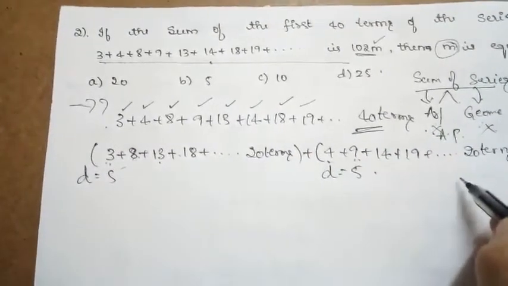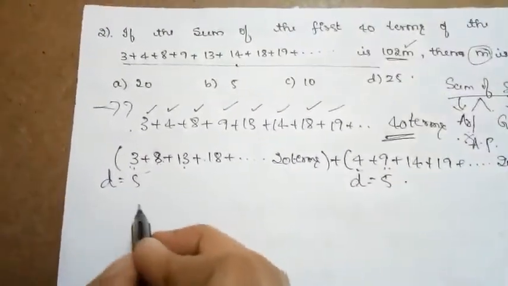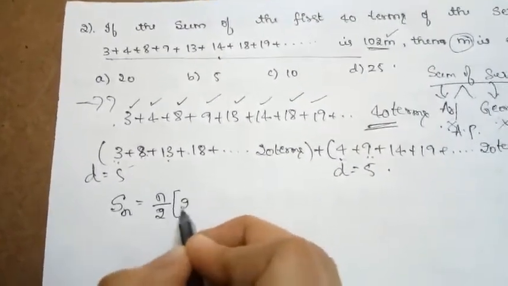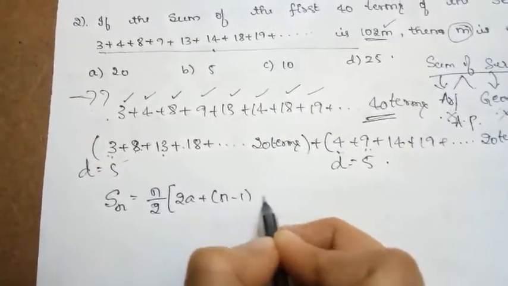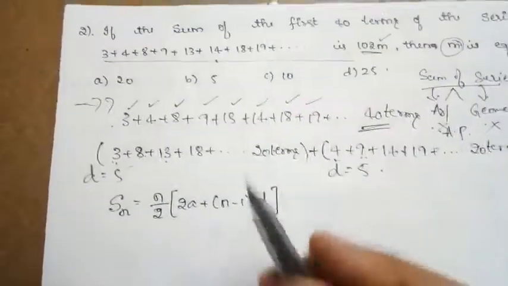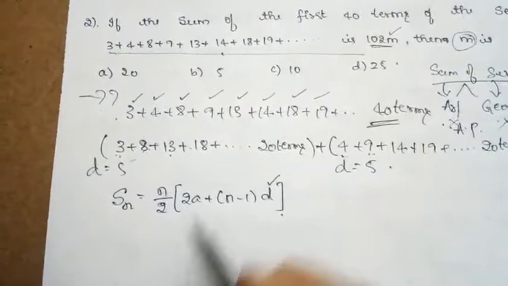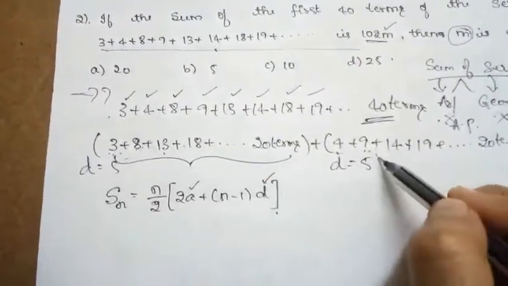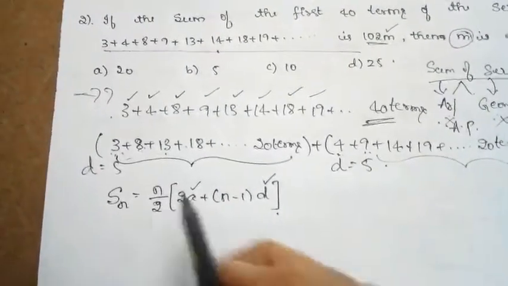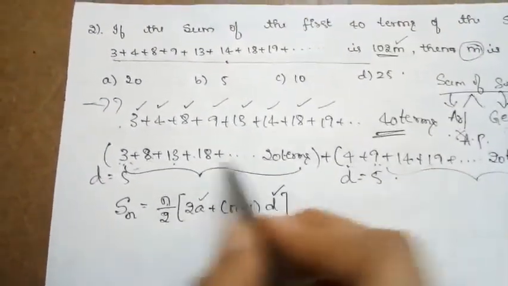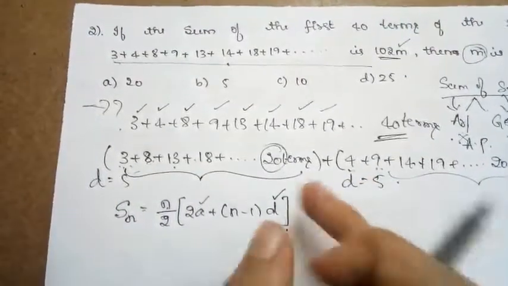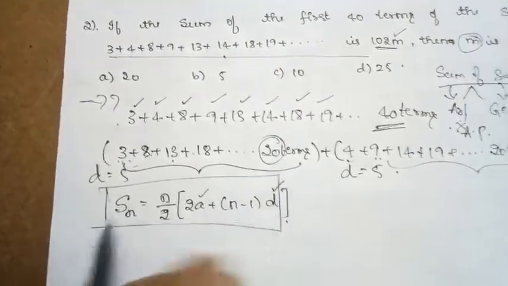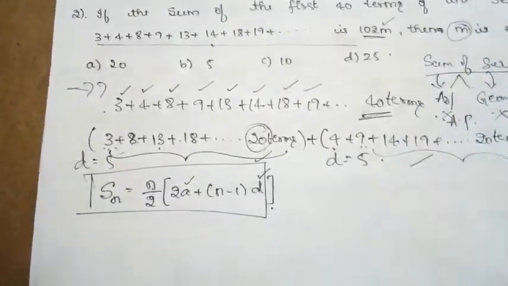So we can use the sum of the series of an AP. What is the formula we are using here? Sn is equal to n by 2, 2a plus (n minus 1) into d. So clearly you know what the common difference is here. What is a? In this series a is 3, in this series a is 4. And what is the value of n? In both series the value of n is 20, because we have up to 20 terms.